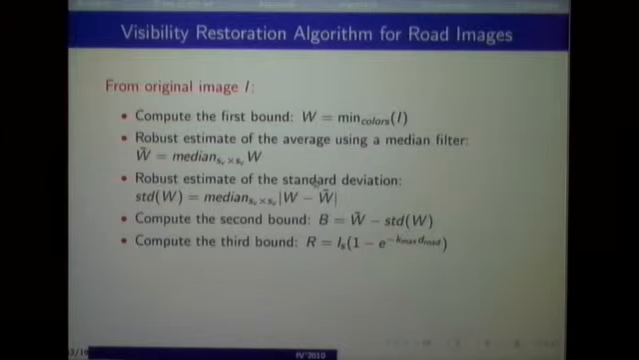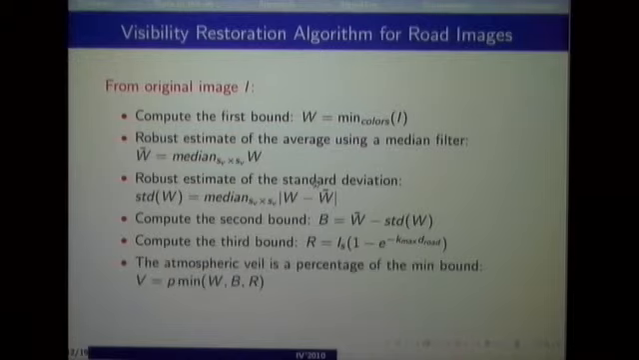From this third constraint, we can update the algorithm just by adding the computation of the third bound. Here D road is the distance between the camera and the road, assuming a planar road. And then it's always the same approach: we just take a percentage of the minimum over the three bounds now.